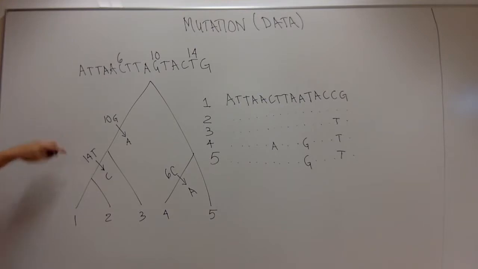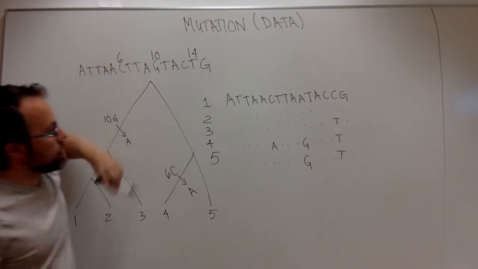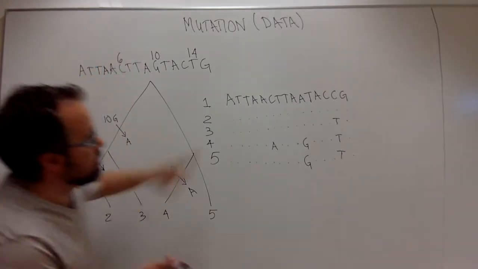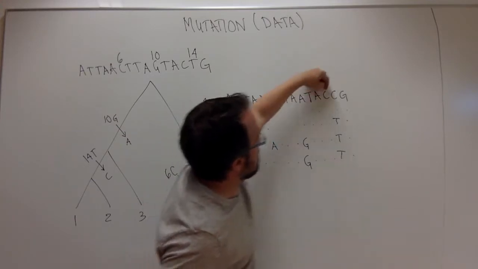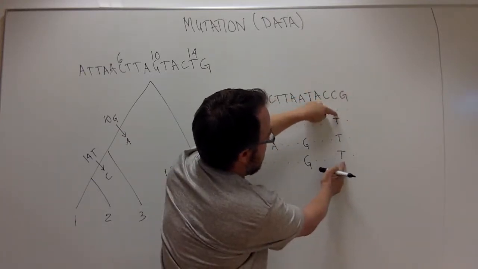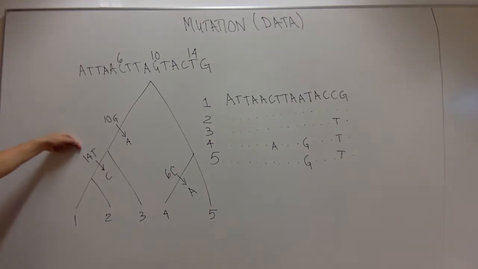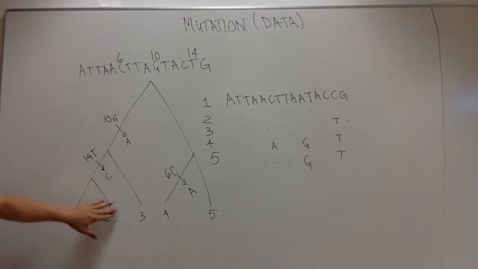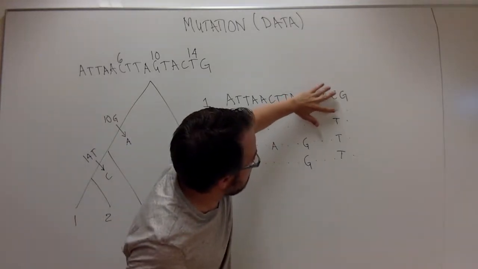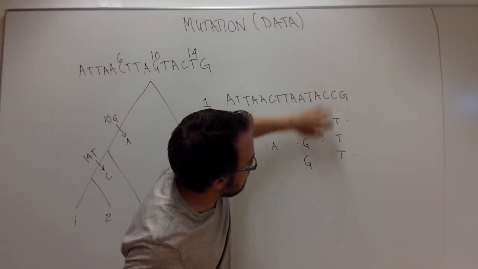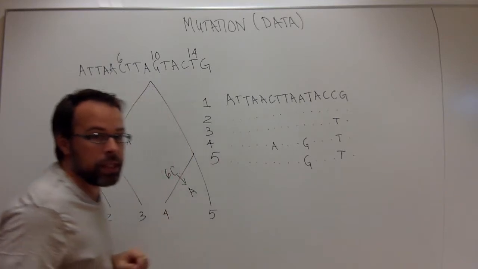And so for instance at site 14, if the ancestor had a T, so this is the site here, that's the site here. So if the ancestor had a T, but then there was a mutation here in the ancestor of 1 and 2 from a T to a C, then we would see that sequences 1 and 2 have a C, and then sequences 3, 4, and 5 have a T.